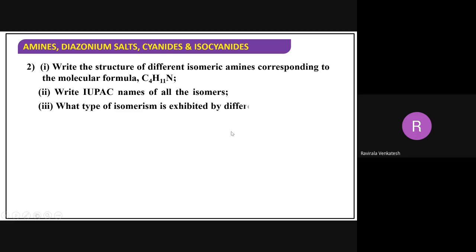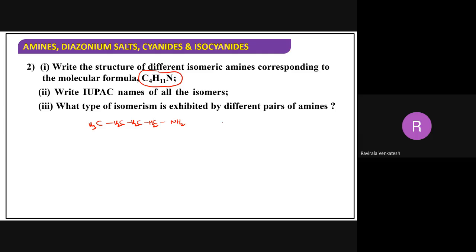So for example, given this molecular formula C4H11N, how many different types of isomers can we write using C4H11N? Let me see this one. First of all, I take 4 carbons in a straight line like this. This is a primary amine, correct? H2, H2, H2, H3. Primary amine it is.